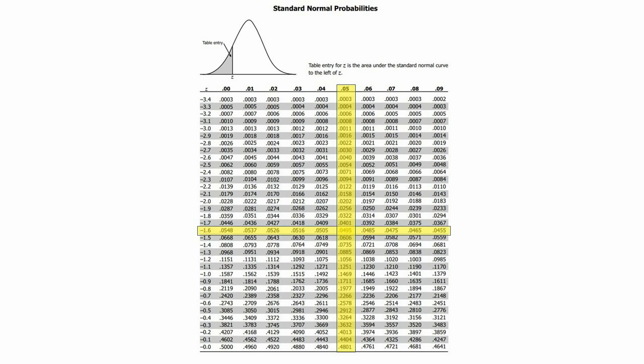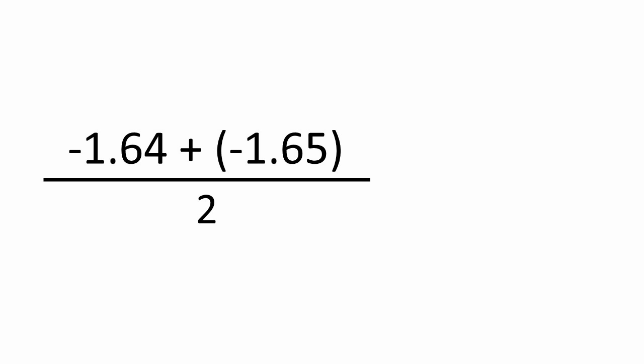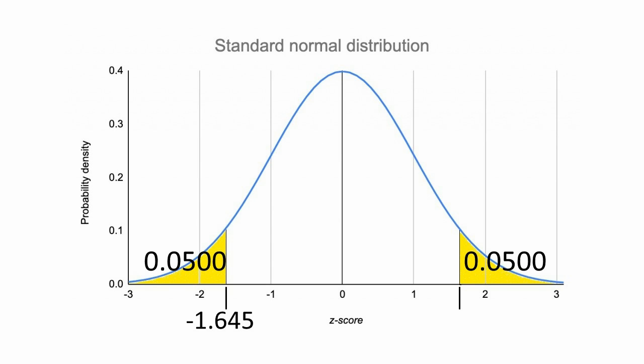In this instance, 0.0500 is exactly in between 0.0495, which comes from a z-score of negative 1.65, and 0.0505, which comes from a z-score of negative 1.64. When you are exactly in the middle like this, take the average of the two z-scores. I get negative 1.645. The other positive critical value is then 1.645.